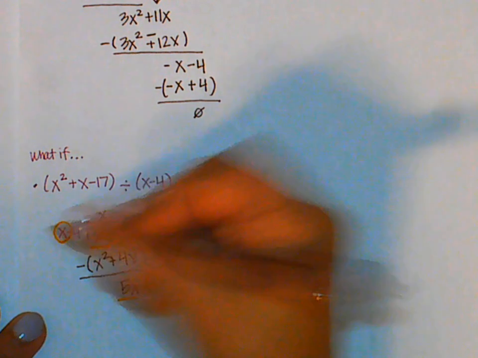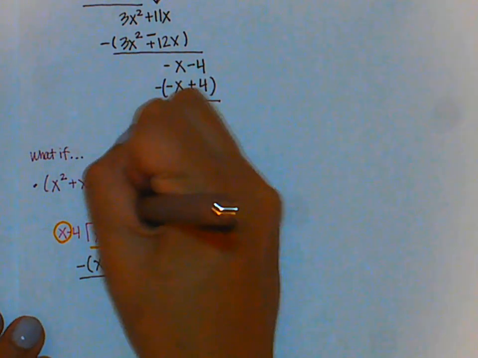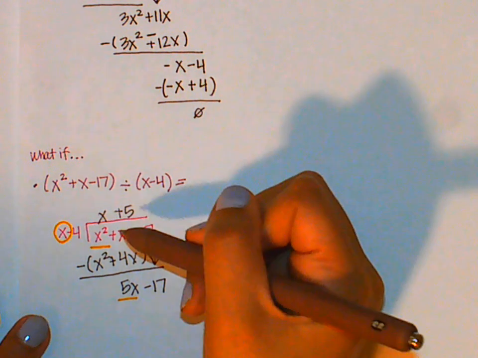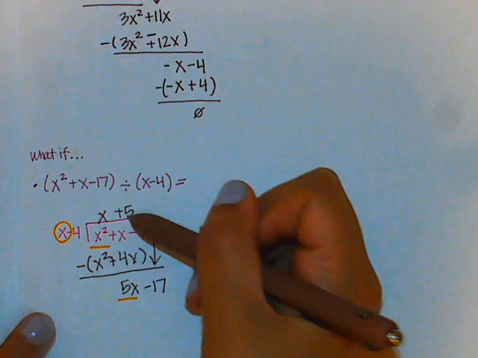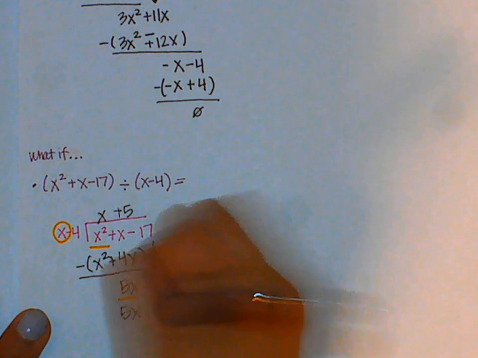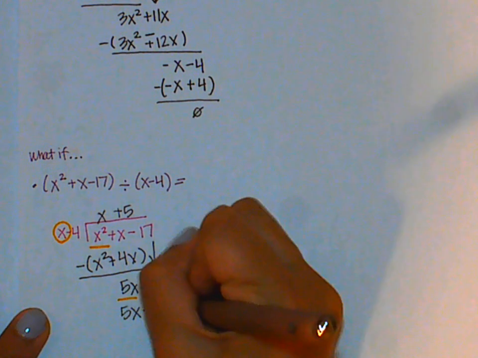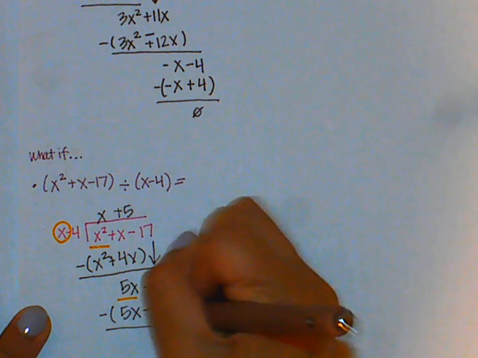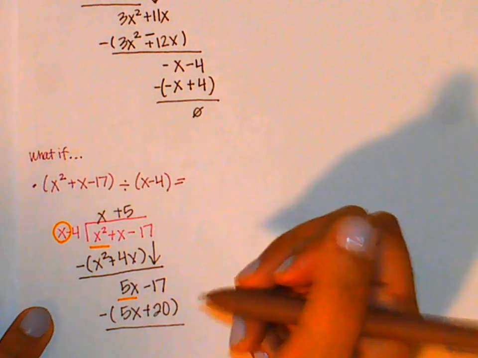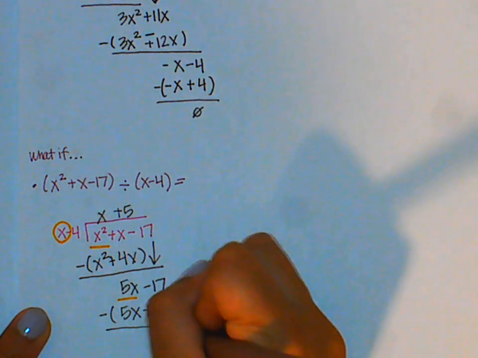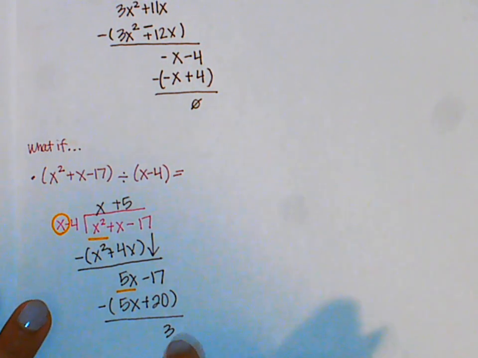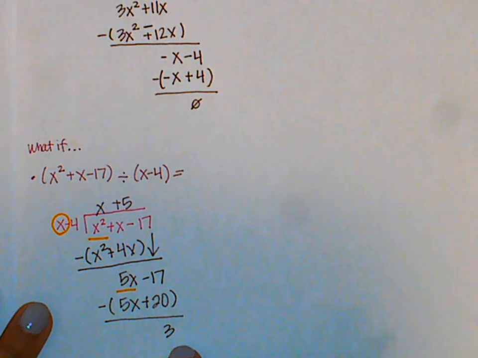How many times does x go into 5x? Well, a positive 5. So then I get 5x minus 20. Subtract, which would turn this into a plus, and I would get 3. So then this 3 becomes part of my remainder.